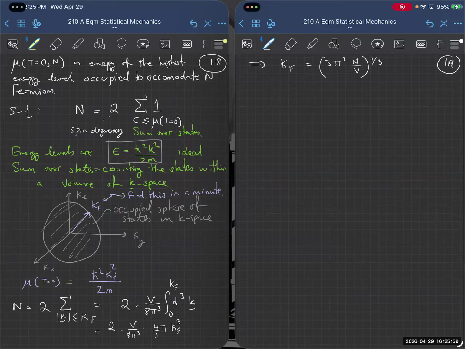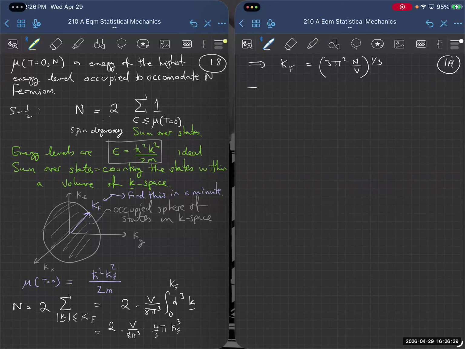So what I've done is I've said we're going to occupy all these states. I'm throwing my particles into all these states. These states form a sphere in K space. We don't know what the radius of that sphere is, but if I work out the volume of that sphere, it has to be proportional to the number of particles that I'm putting in. And then I've just done the simple calculation, integrating over K space, to find that the radius of that sphere goes like the number density of the particles times 3 pi squared, raised to the power 1/3.